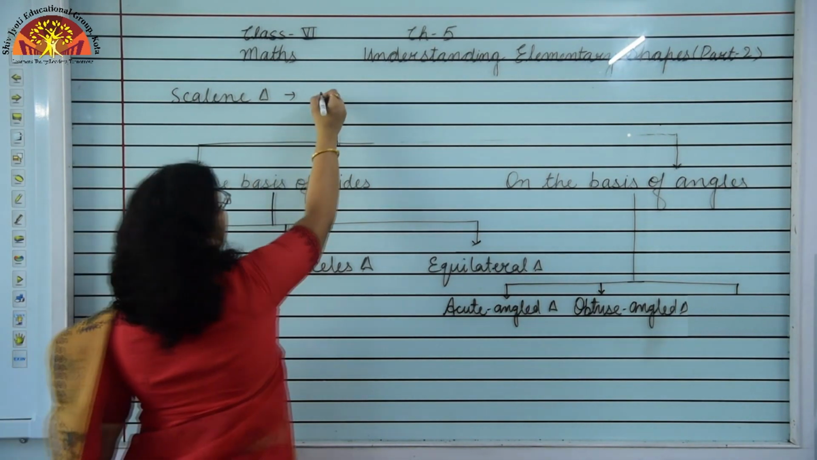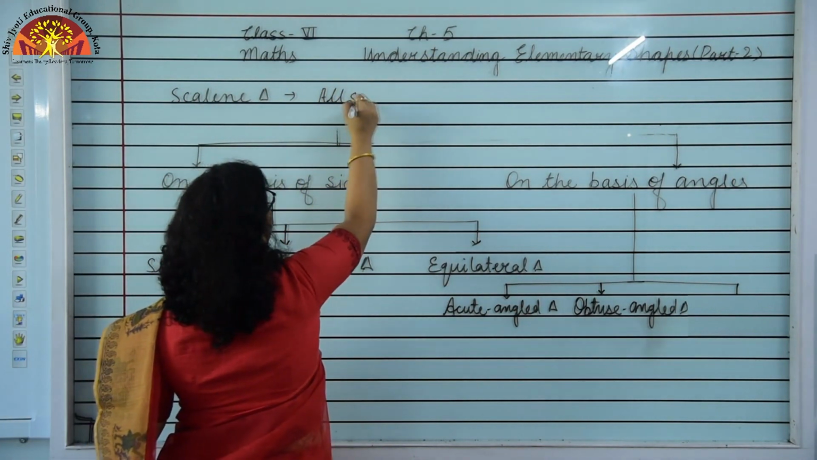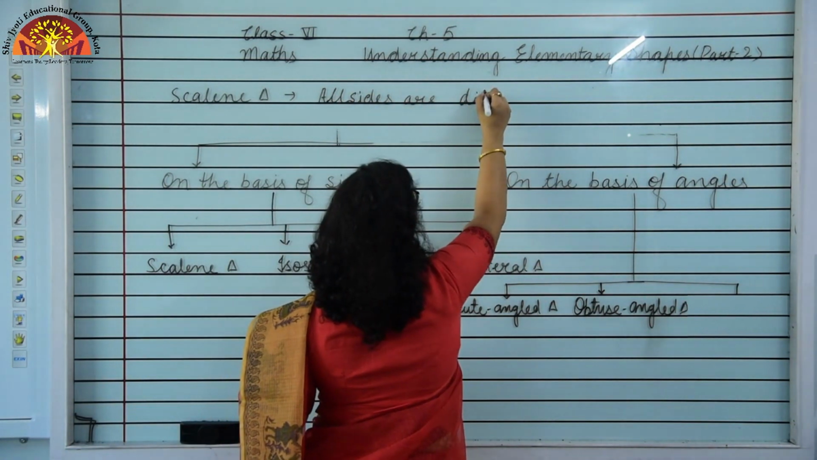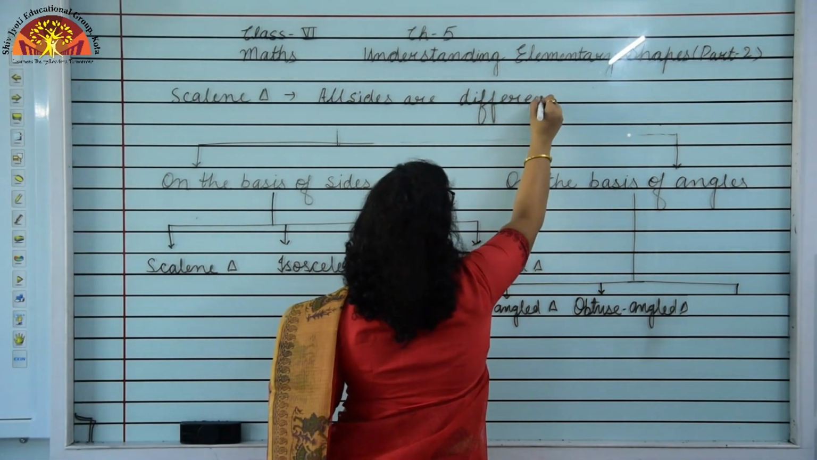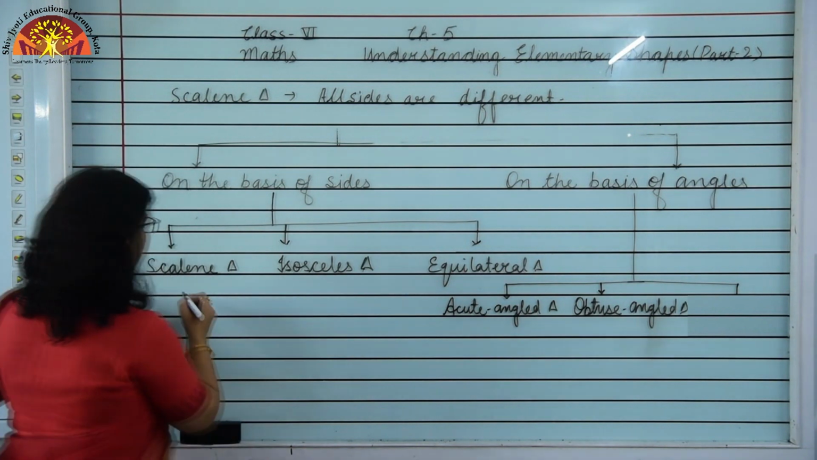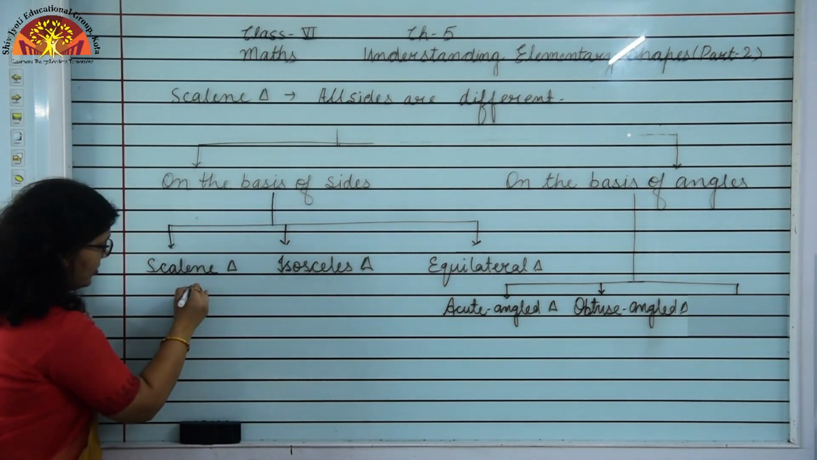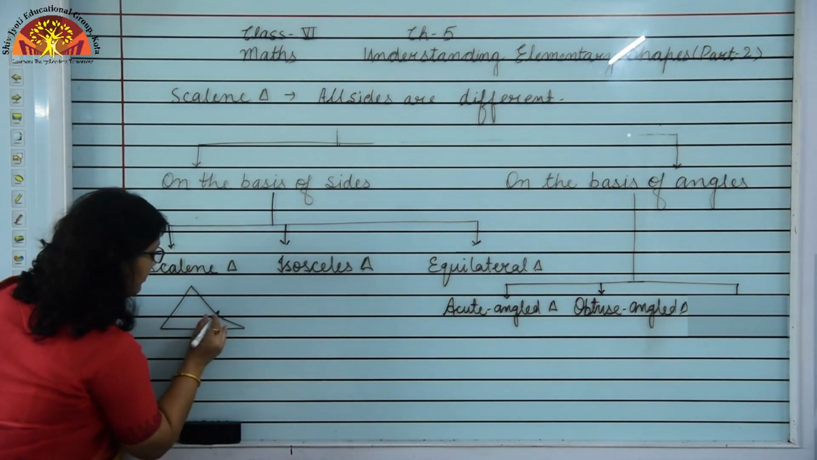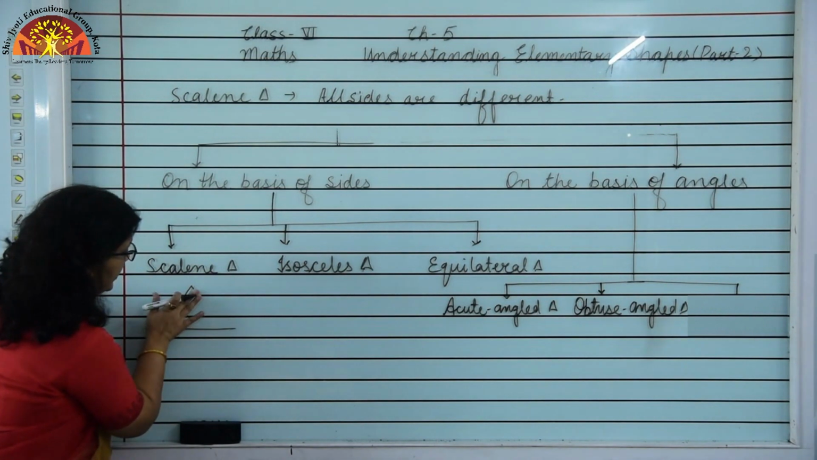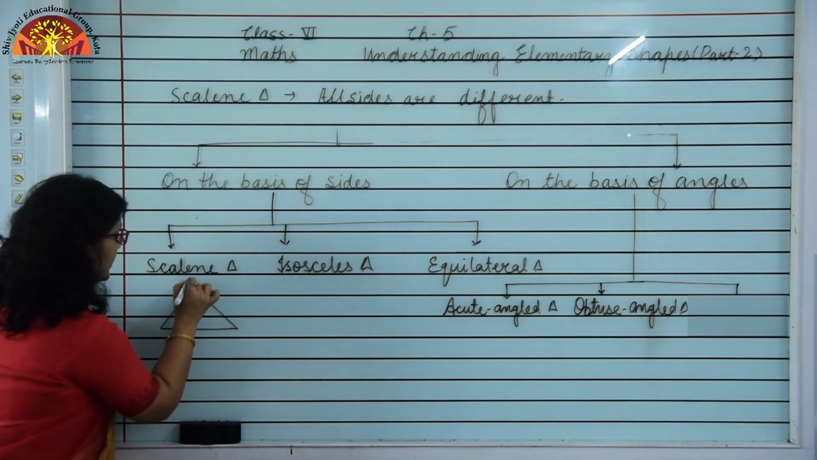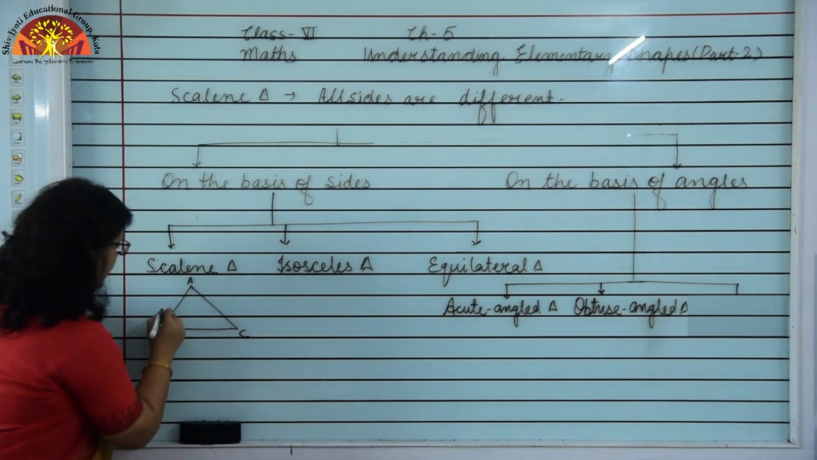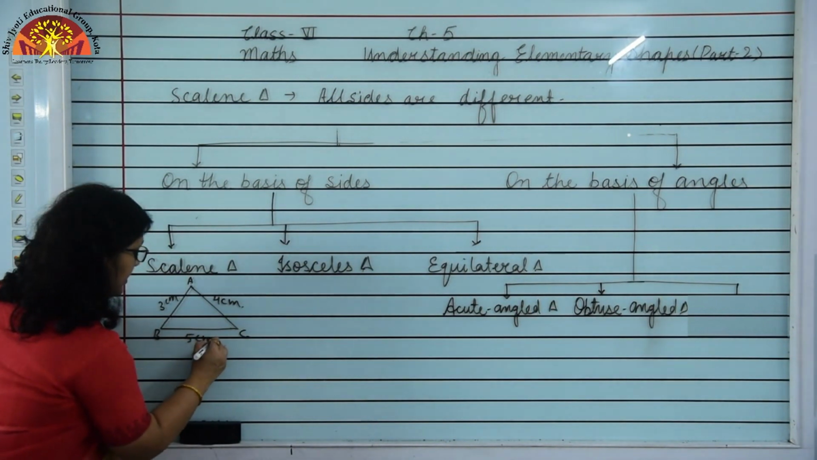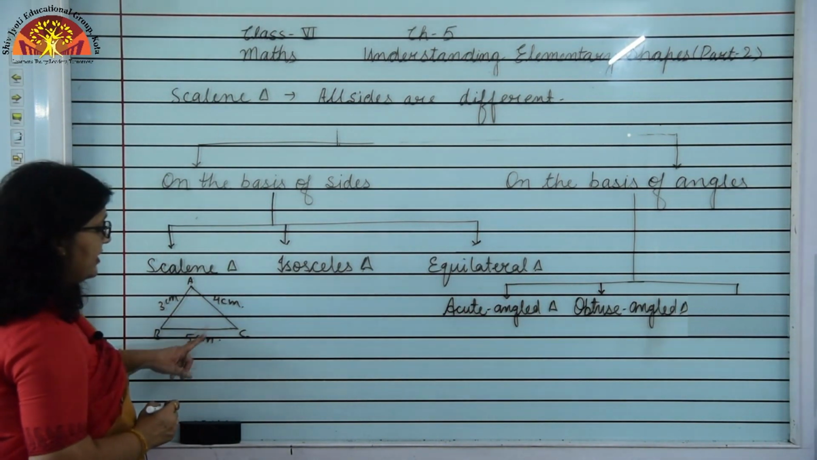Scalene triangle. All sides are different. Now in the scalene triangle all sides different means the measurements will be different. Suppose this is triangle A, B and C. This is 3 centimeter, this is 4 centimeter, this is 5 centimeter. This is the scalene triangle, all sides are different.